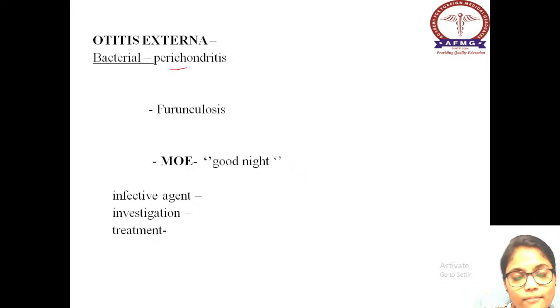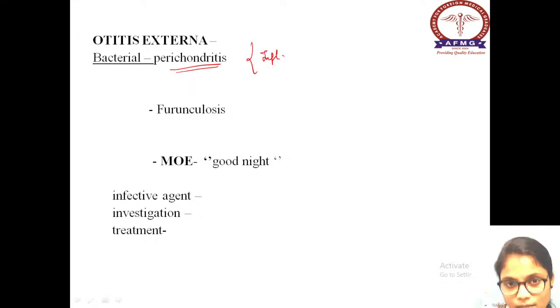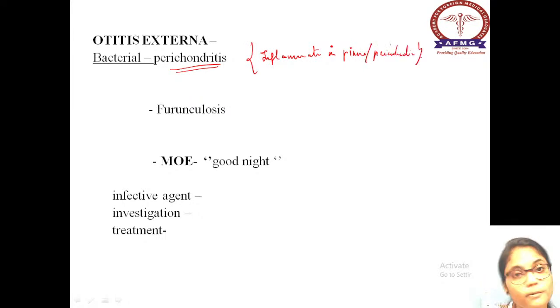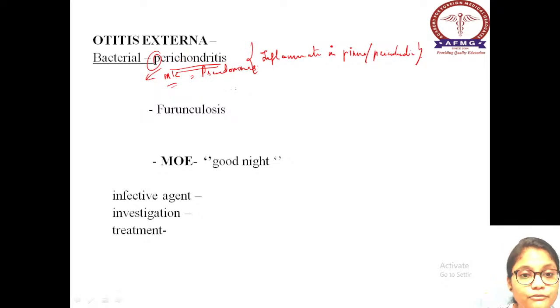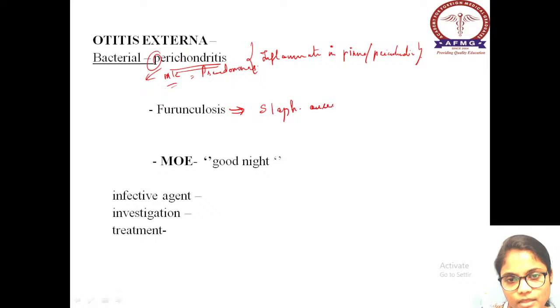Basically you have perichondritis, where you will be having inflammation in the pinna, or in your perichondrium. That denotes perichondritis. P for P, please remember the most common cause for this perichondritis would be Pseudomonas. Important. Apart from this, furunculosis is also a kind of otitis externa. It comes under external ear infection and is caused by Staph aureus infection.